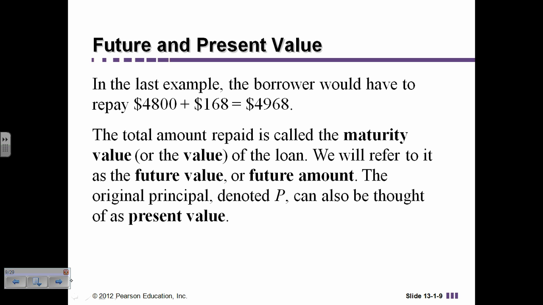So that amount that we're talking about is called the future value also, or the future amount. The principal is called the present value. So you can think about the P. So principal is the present value. That's how much we started with. And how much we end up paying back, or the final value, or the maturity value, is the future value, or the future amount.